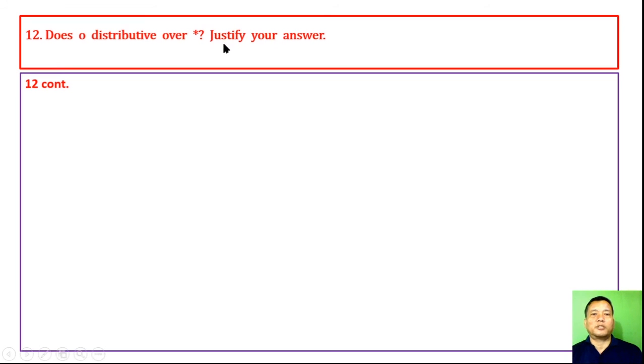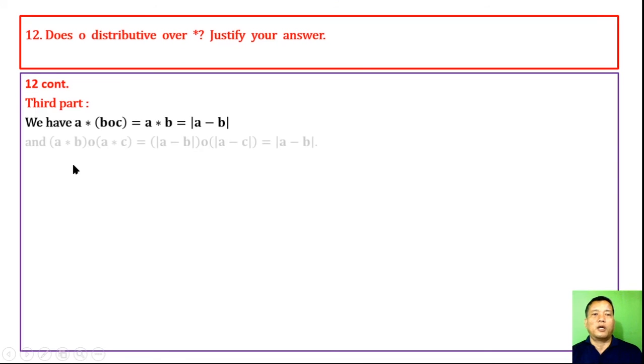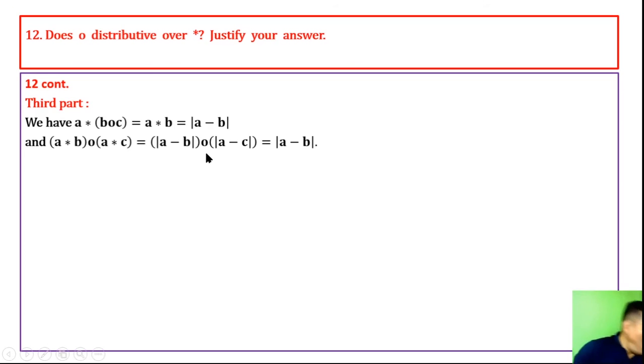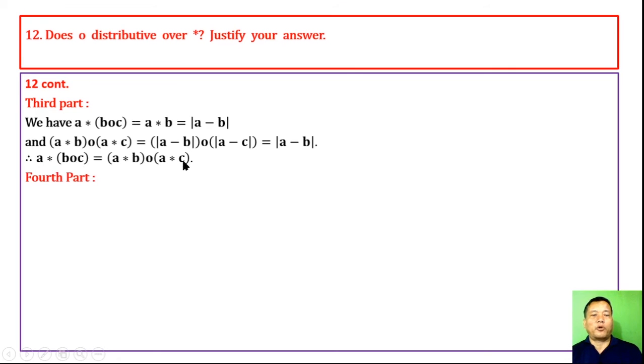Does O distribute over asterisk? Justify your answer. Third part: A asterisk B O C equal to A asterisk, where B O C is B by definition, so it is A asterisk B, which is modulus of A minus B. On the right side, A asterisk B O A asterisk C, where A asterisk B is modulus of A minus B and A asterisk C is modulus of A minus C, so it is O of these, which gives the left number. The left side and right side are not equal, so the third part is proved.